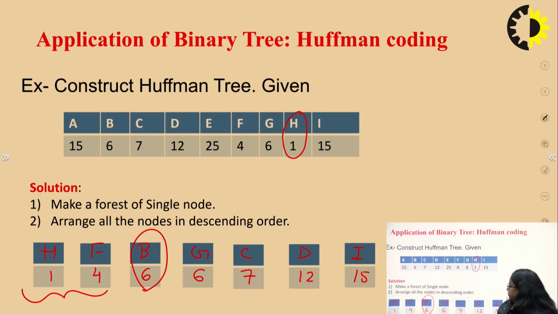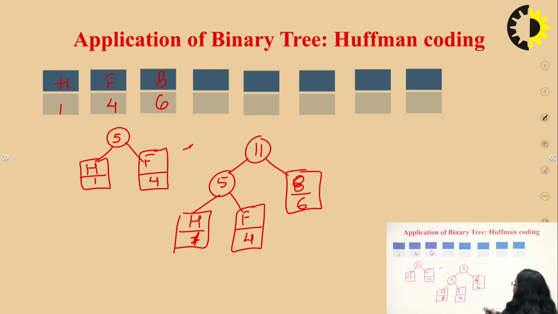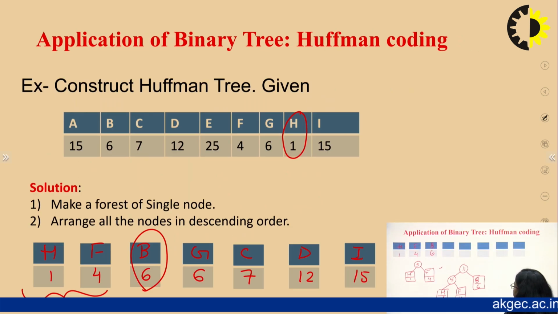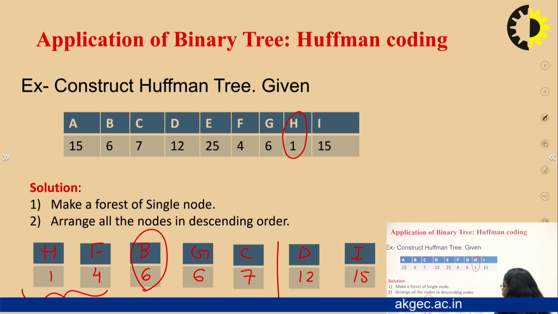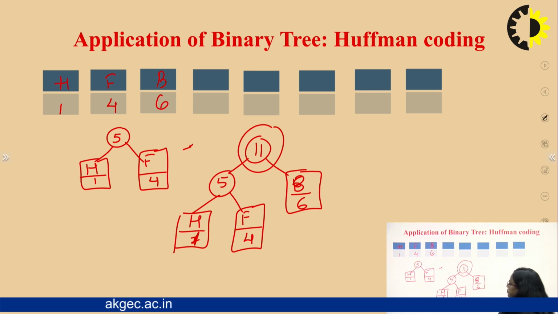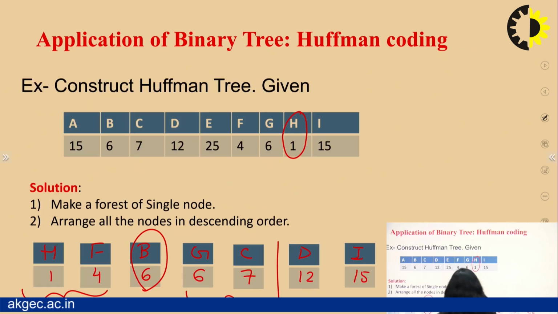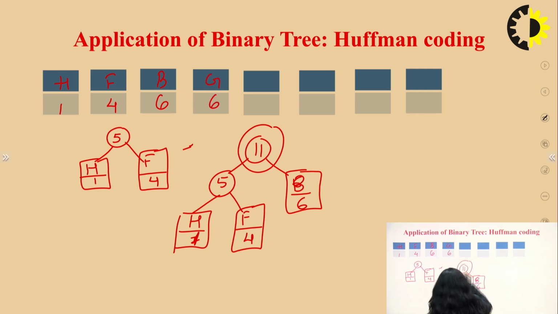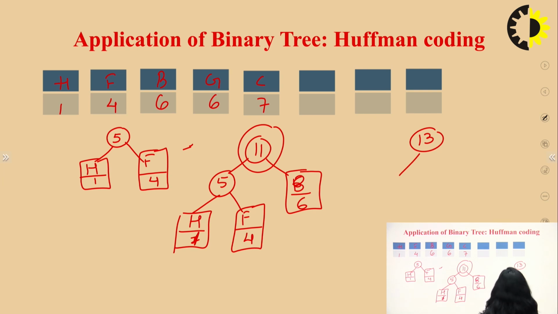Similarly, we have to put this tree of 11 at the position where its weight falls in between. We combine two weights again, because 6 and 7 are minimum in comparison to this 11. G is 6 and C is 7. These are the minimum weights, so G and C will be combined. It becomes 13. This is G and this is C.